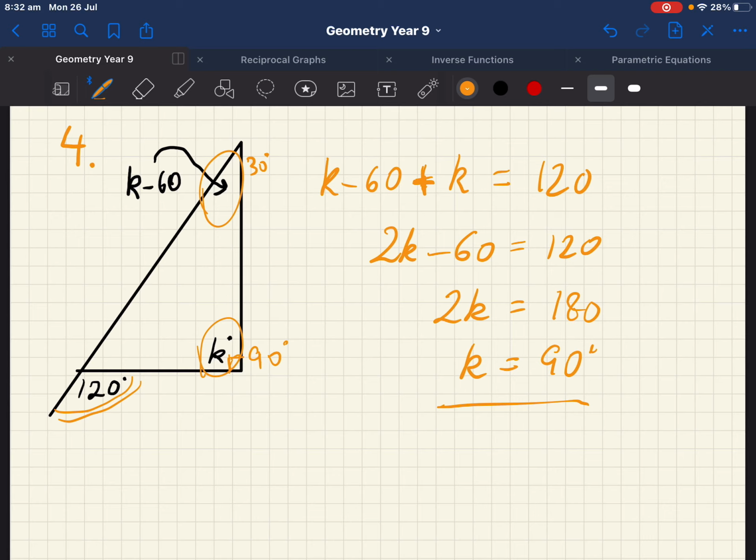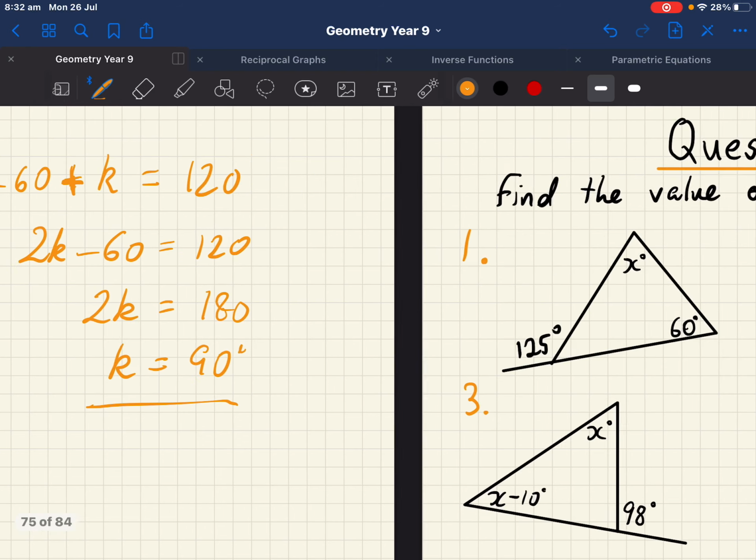Right, that is actually it for our examples. So make sure you have in your book your heading, the notes, and our 4 examples, diagram, and working out. Once you have them in, continue on with the video. I've got a couple questions for you guys to do yourselves. And again, we'll look at answers afterwards.